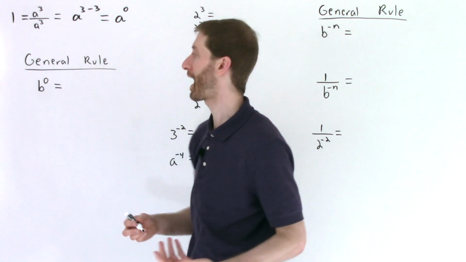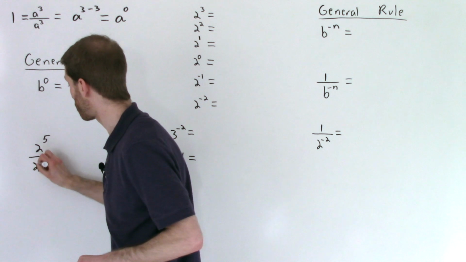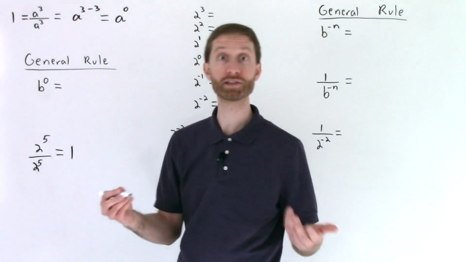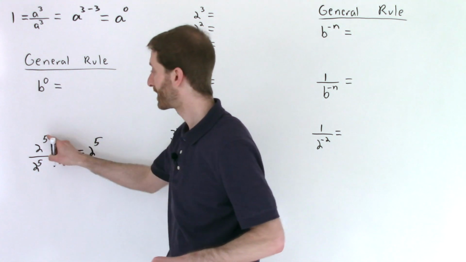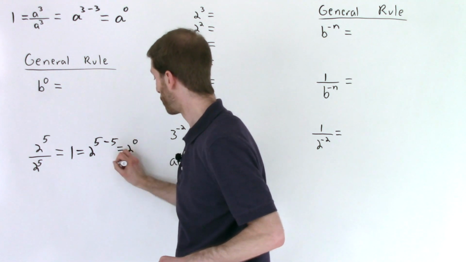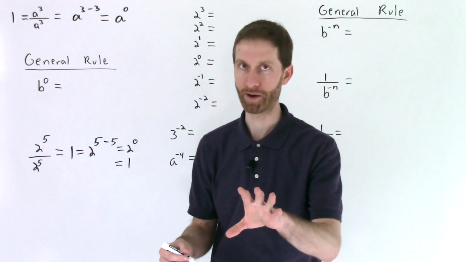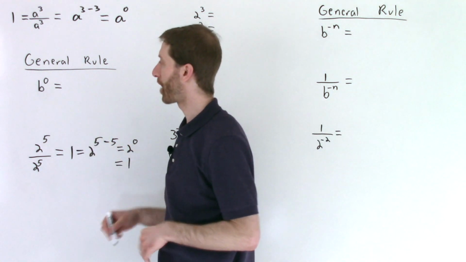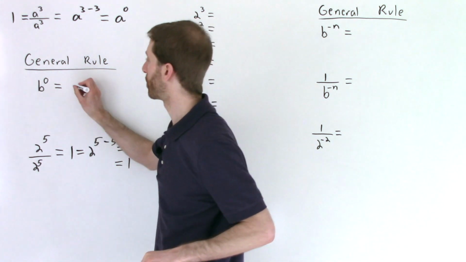Now this continues to happen. If we have any base, I'll give you something like this, 2 to the 5th over 2 to the 5th. Well, again, that's going to be equal to 1. We know it is. It's the same number over the same number. But if we use our division rules, we subtract the numerator exponent minus the denominator exponent, and that gives us 2 to the 0, which we know is equal to 1. So any number, not 0, raised to the 0 power is equal to 1. We see that here now with our division rule. So in general, any number b, so that b is not 0 itself, raised to the 0 power is 1.